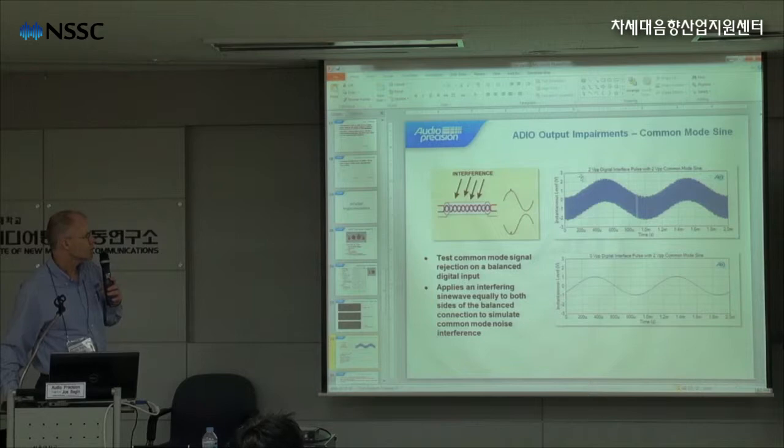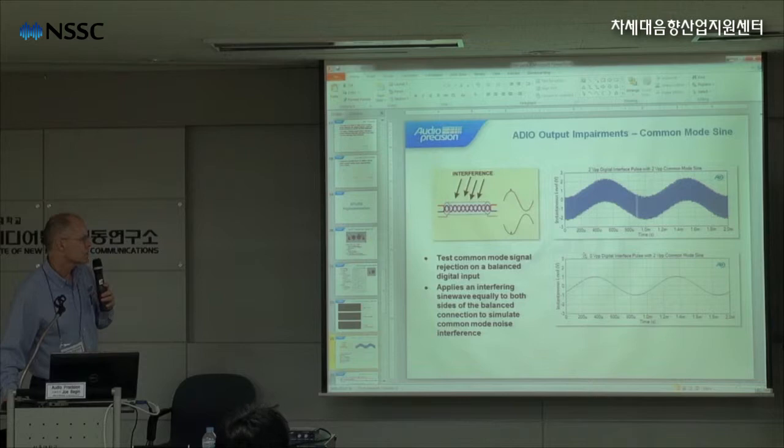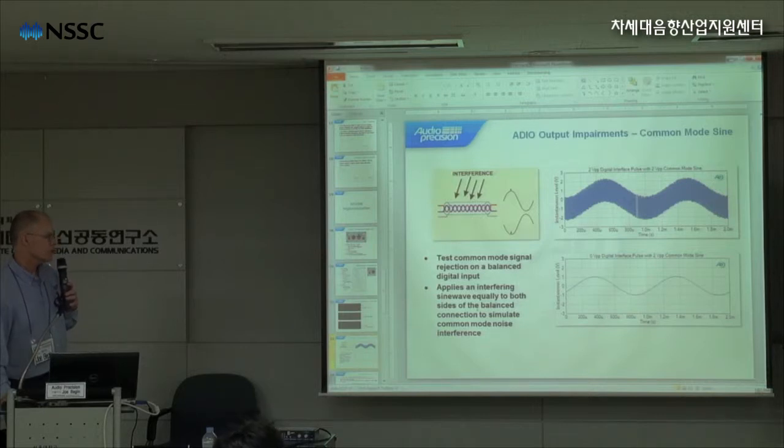This top chart is a 2 volt peak to peak digital interface pulse with 2 volts peak to peak of common mode sine. And the bottom trace is a 0 volt peak to peak digital interface pulse with 2 volts peak to peak of common mode sine. So it applies an interfering sine wave equally to both sides of the balanced connection to simulate common mode noise interference.